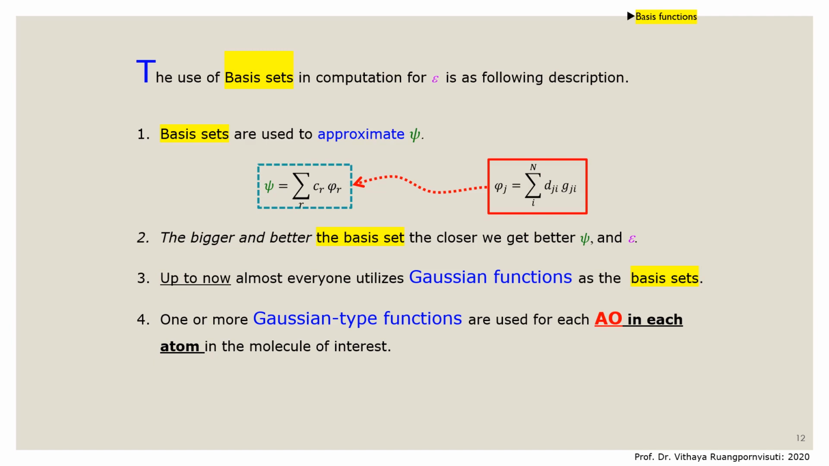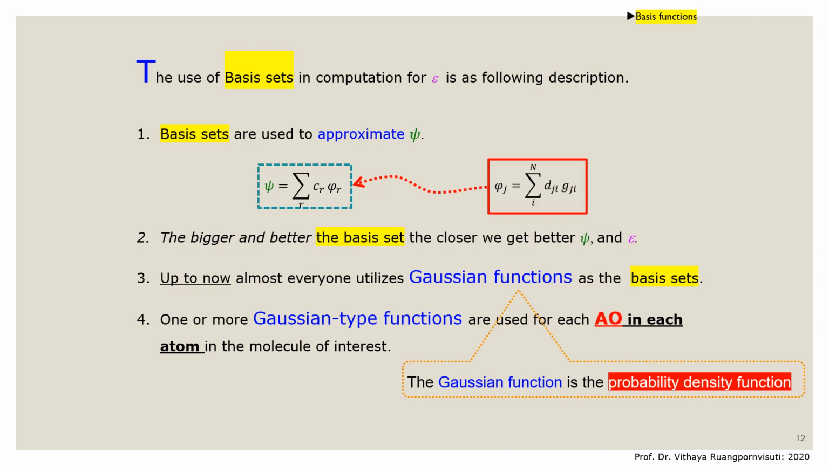Second, the bigger and better the basis set, the closer we get to a better wave function, small psi, and optimized energy, small e. Third, up to now, almost everyone utilizes Gaussian functions as the basis sets. Fourth, one or more Gaussian type functions are used for each atomic orbital in each atom in the molecule of interest.